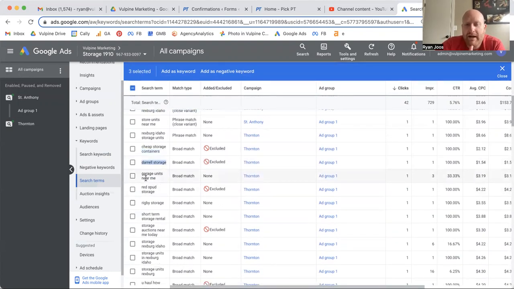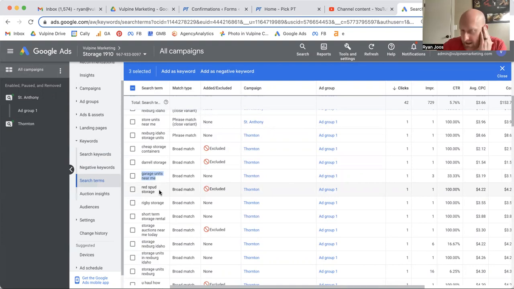Garage units near me. Now, this one might actually still be appropriate because these units are big enough that people can park their cars within it. The click-through rate, once again, is looking pretty good there, 33%. That's pretty dang solid. So that's not bad. But yeah, Red Spud Storage. They're either looking for a particular brand named Red Spud, or they're looking for potato storage, which is not what we do at all.